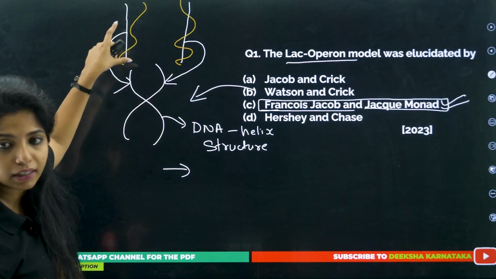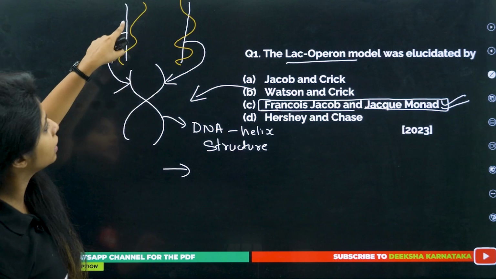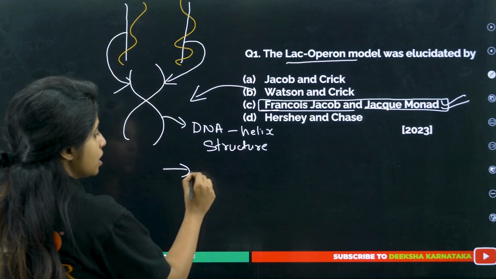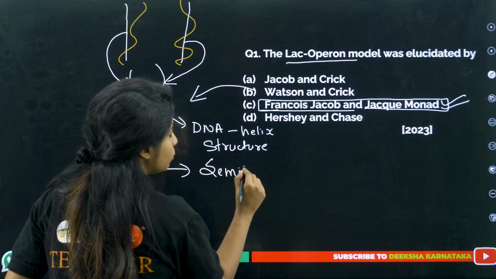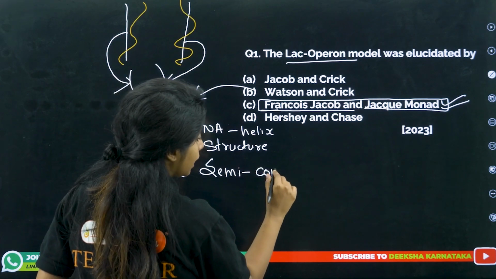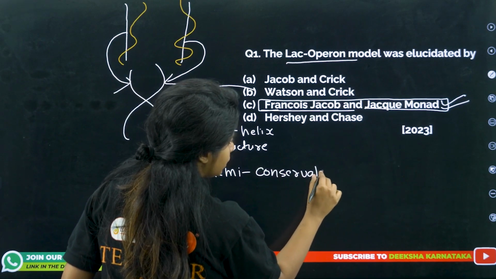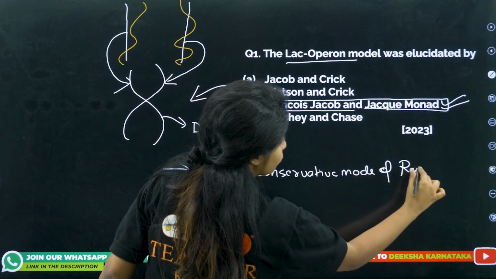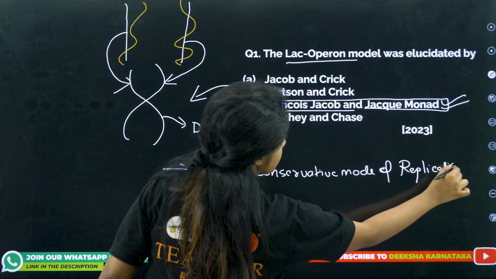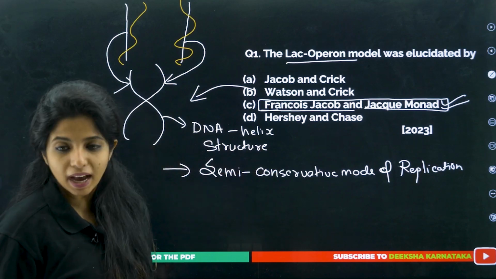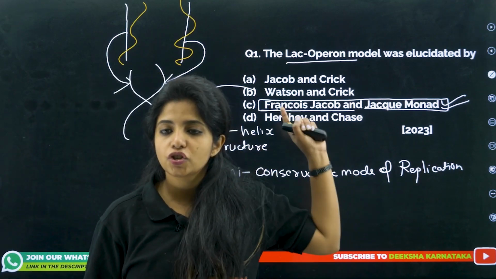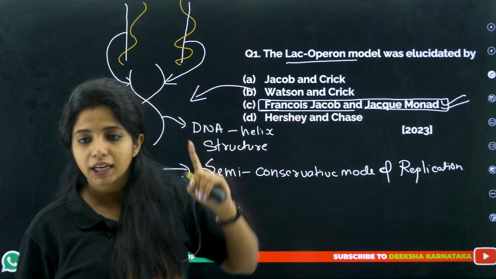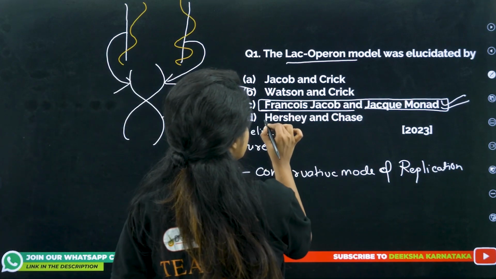where it is conserving the parental DNA as well? It's not exactly taking the parental DNA whole for replication. One new strand is there, so I call it semi-conservative mode of replication. This was also put forward by Watson and Crick. So if some other question comes asking who were the people behind the semi-conservative mode of replication, children, you know it's Watson and Crick. Who gave the double helical structure? It's Watson and Crick.